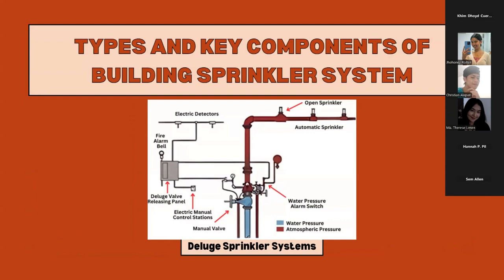A type and key component of building sprinkler systems. So, the deluge sprinkler system is a specially designed fire suppression system that releases a large volume of water over a wide area, making it ideal for protecting high-risk environments like industrial facilities, storage warehouses, power plants, aircraft hangars, or marine environments. That ends my part.